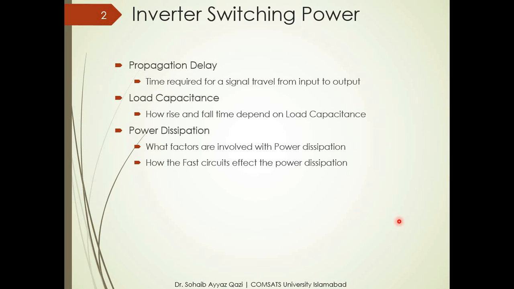And at the end of this session we will study what factors are involved with power dissipation. We have two types of power here: one is our DC power and the other one is our dynamic power. We have to see what these two factors are and how they are related to each other. Similarly, we will also see how fast circuits affect the power dissipation. Is there any link? If we have a higher frequency circuit, will the power dissipation be higher or lower?